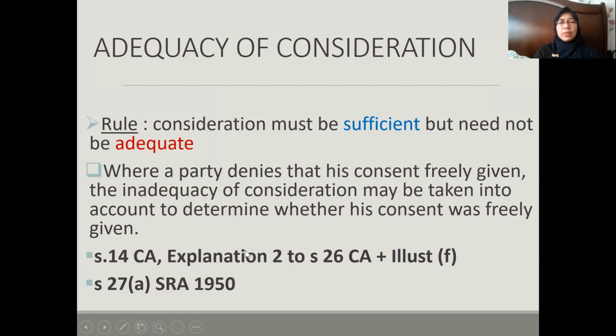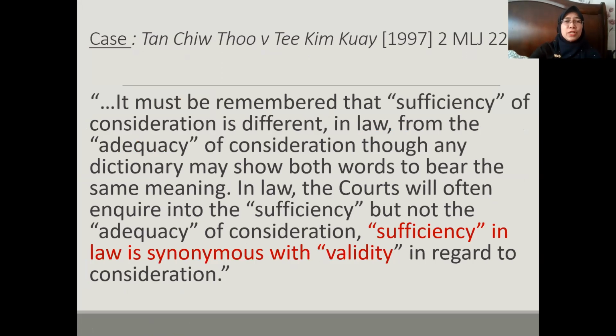Okay, now we look at section 14 and section 26, on the part of Explanation 2, as well as the last section F, and then also section 27A of the Specific Relief Act. Let's go to the case law.